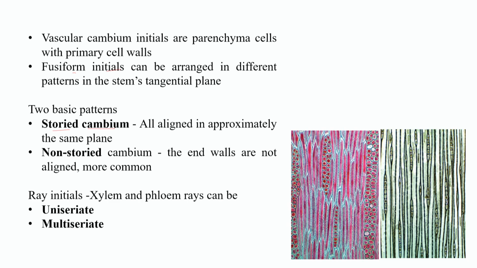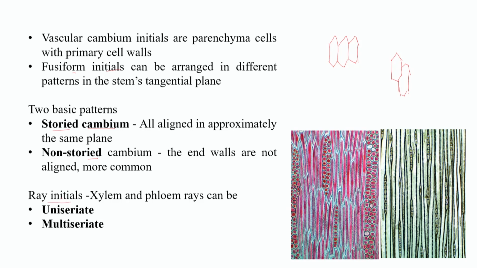Now, in storied cambium, you can see that the initials are parallel to each other and aligned in almost the same plane. Then in non-storied cambium, you can see that they are not aligned in the same plane, somewhat coming like this. So, this is storied and non-storied.